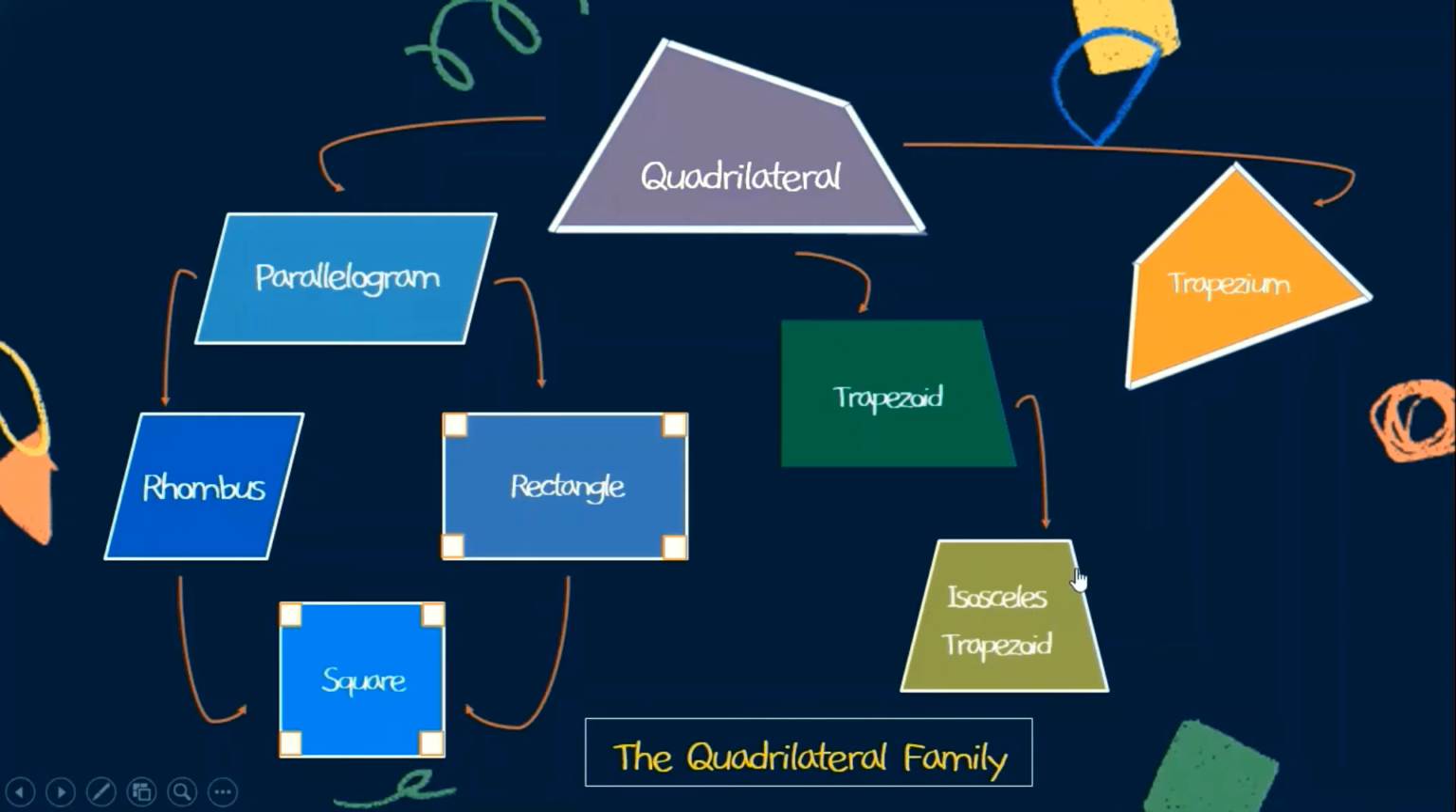Meaning, at one point, kapag in-extend sila, mag-i-intersect sila. At ang sukat nitong dalawang side na ito, nung isosceles trapezoid, yung non-parallel niya, yung kanyang part na intersecting line ay congruent. Say for example, ito ay 4 cm, yung kabila ay 4 cm din. And this is the quadrilateral family, the classification of a quadrilateral.